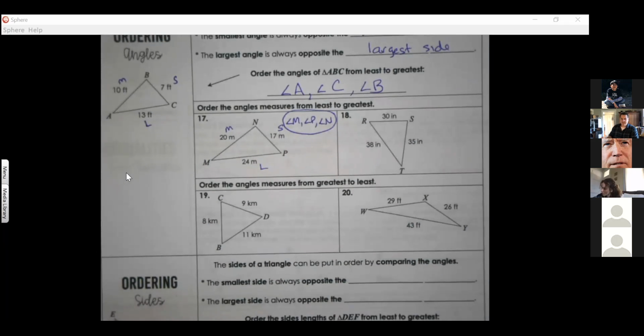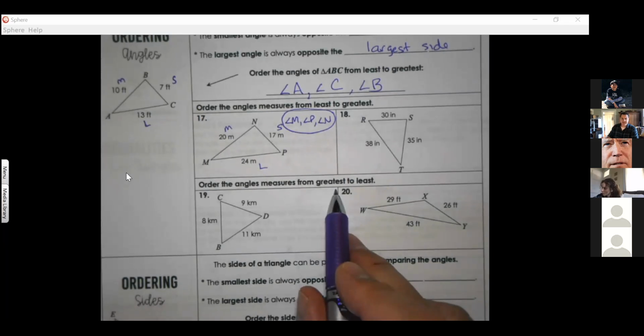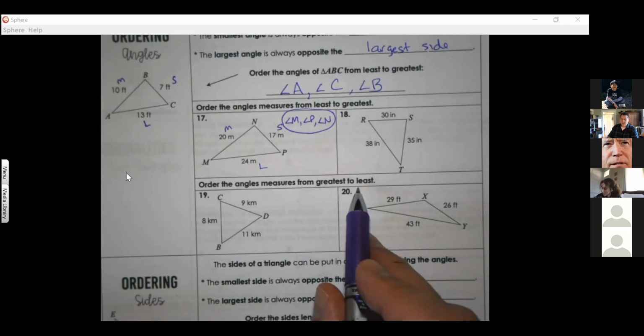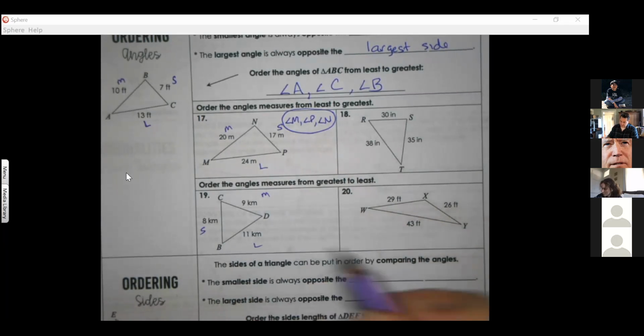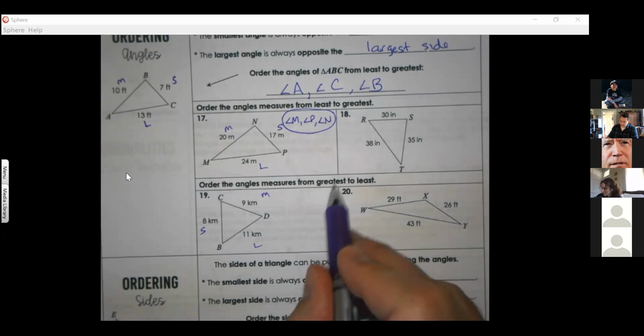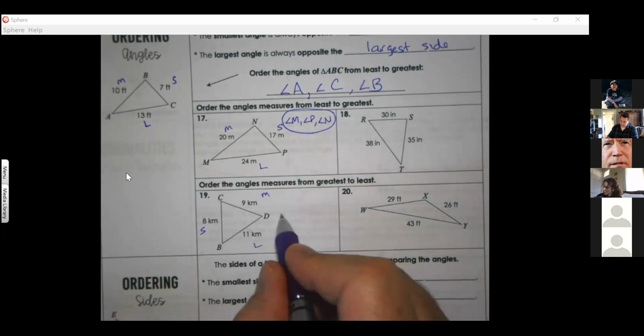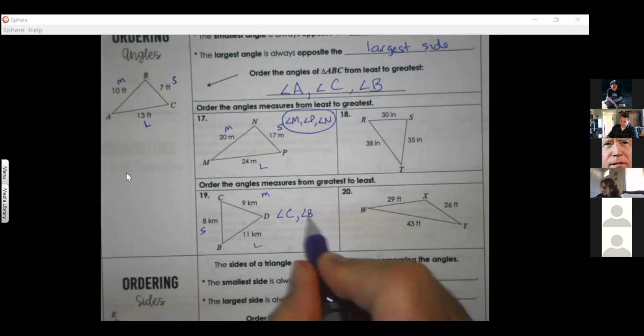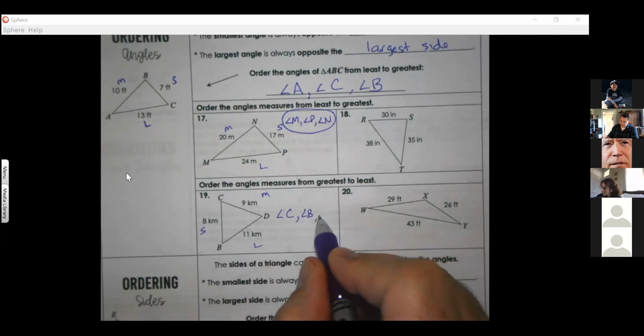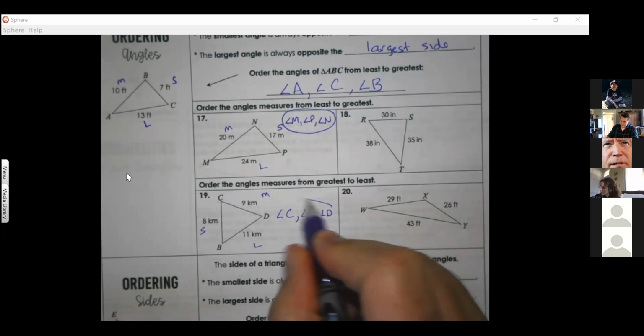Do be careful, because all they have to do is a little change to the wording, like on problem number 19, where it says order the measures from greatest to least. The process starts the same. I have small, medium, and large. But now I want to start with the biggest one. So angle C is the biggest, angle B is the mediumest, and angle D is the smallest.